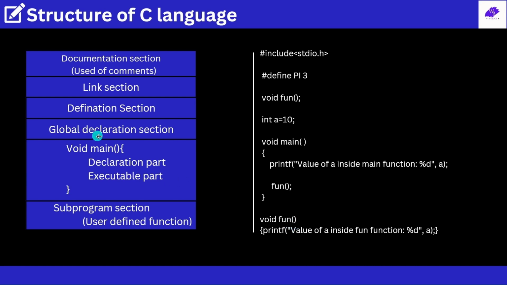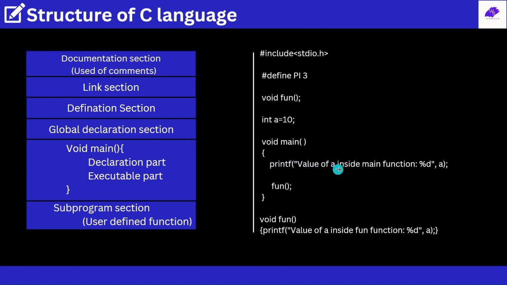So next is the void main function. Every execution of a C program starts with the main function. So this void main function is a very important function. Every execution of a C program will start from here. As we can see, when we run this program, the void main function will execute first and the printf function will be executed first.